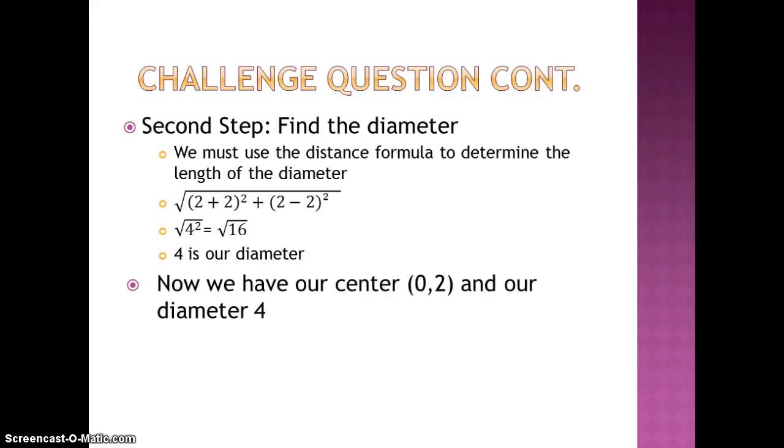So now we have our center at (0, 2) and our diameter of 4. So we can write our equation. (x - 0)² + (y - 2)² = 4. And that simplifies to x² + (y - 2)² = 4.